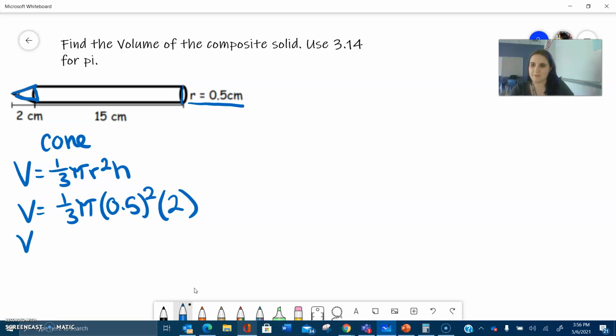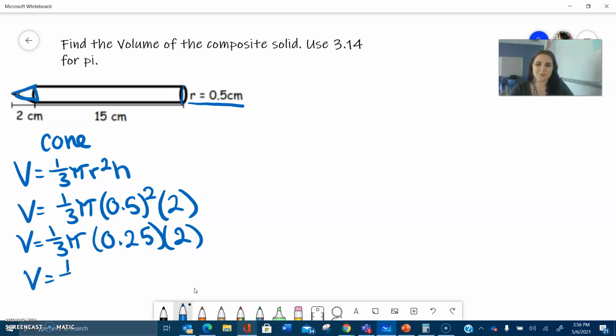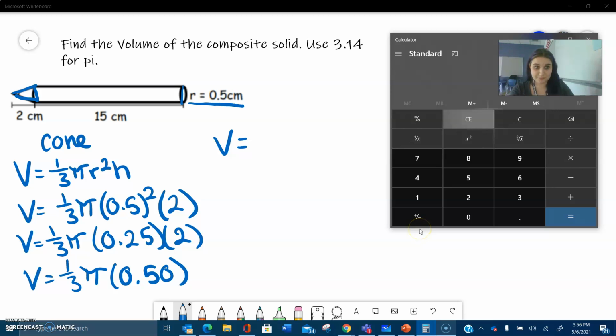So now let's simplify. V equals 1/3 times pi. 0.5 squared is 0.25 times 2. And just keep on simplifying. So V equals 1/3 times pi. 0.25 times 2 is 0.50 or 0.5. And then we'll just keep going from there. We can start to multiply with the calculator from here. So first we can do 1/3 times pi times 0.5. You can really just type all of that right into the calculator.